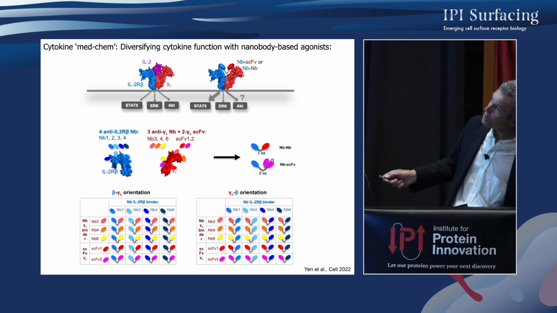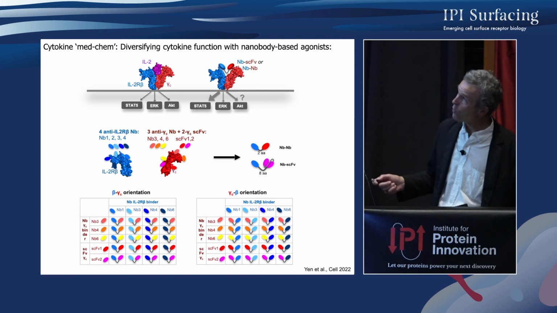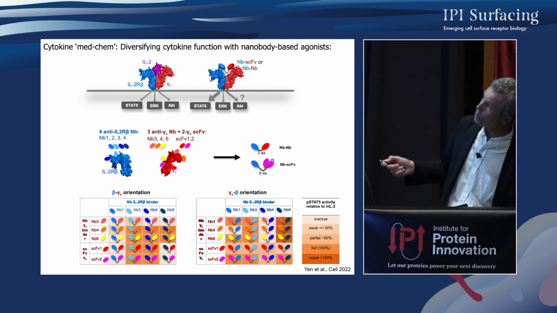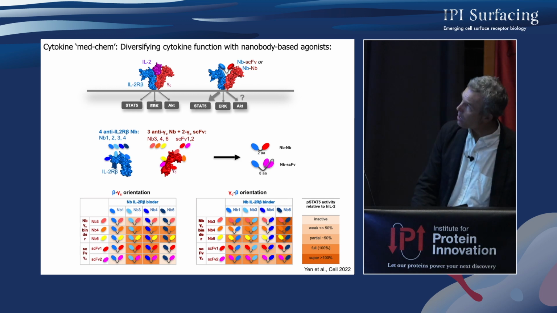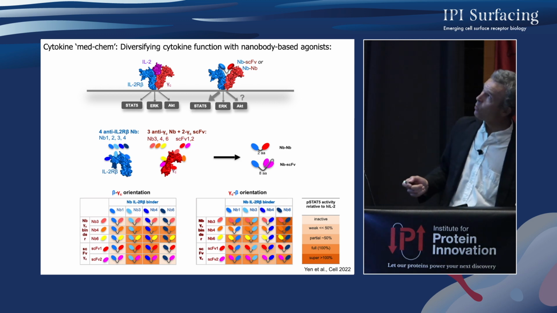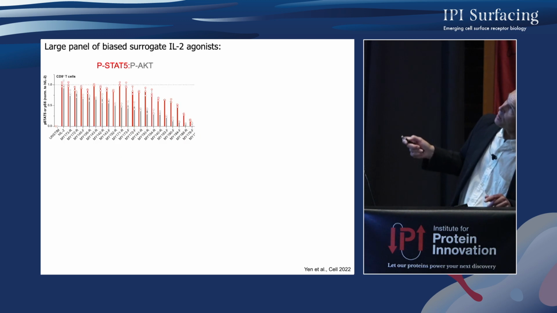So this is like what I call cytokine medicinal chemistry. And then we just screened for activity, and we saw this whole diverse spectrum of activities from no signaling to weak signaling to IL-2-like signaling to superagonists that are even stronger than IL-2. And they're not just different in signal strength, they're biased. And so when we look at different representatives of these nanobody dimers, and we characterize STAT5 and AKT, two of the principal downstream signaling axes of IL-2, you can see that you start to get strong biases with some of these molecules where STAT5 is high, but the AKT is low.